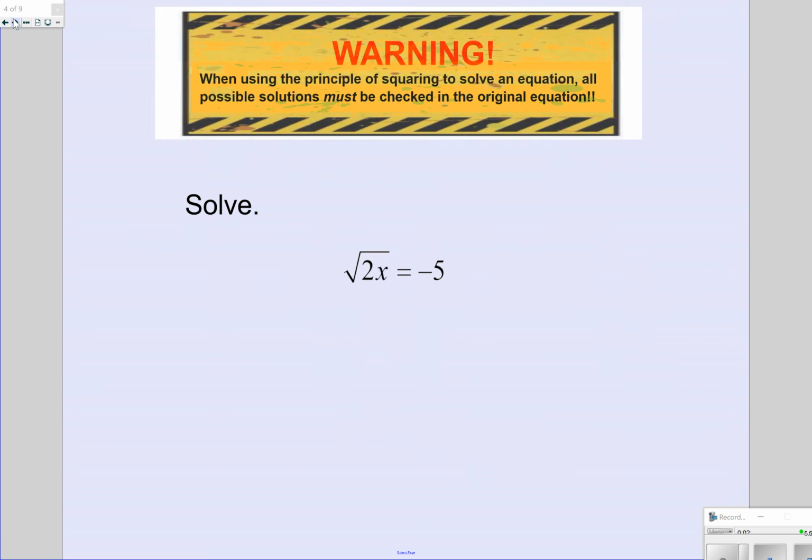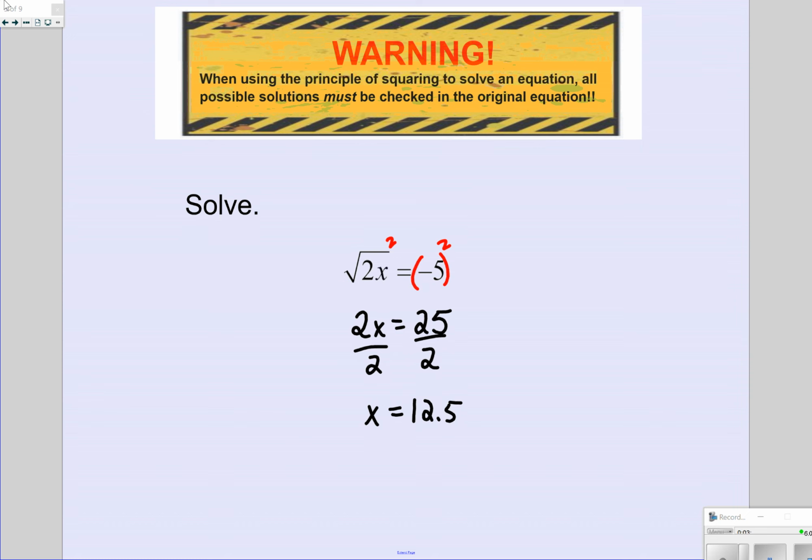Now, one thing you must be careful about is that when using the principle of squaring to solve an equation, all possible solutions must be checked in the original equation. This step must be performed, and let's see why. If we solve this equation by first squaring both sides of the equation, the square root and the squared cancel each other out. So I'm left with 2x is equal to 25 because I'm squaring all of -5. So it's -5 times -5.